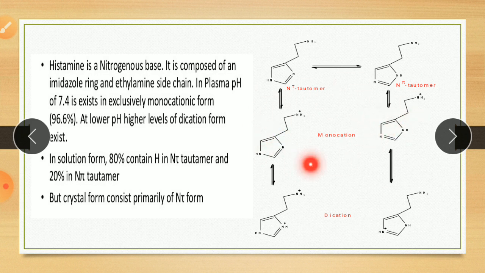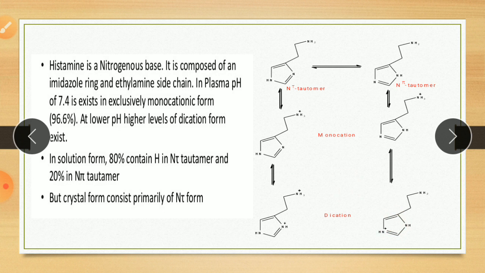These two are the monocationic form. So at physiological pH, 96% of histamine exists in this form, the monocationic form. At lower pH, there is a higher percentage of the dicationic form. At lower pH, histamine exists in this form, that is the dicationic form.